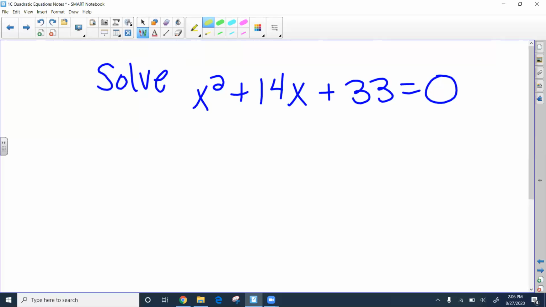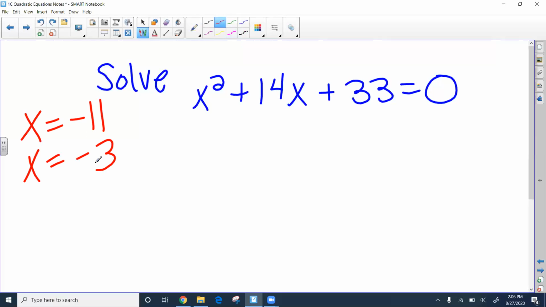So the two solutions, you can write them as x equals -11 and x equals -3. You can also just type the numbers like -11, -3. Just make sure you write them as solutions and don't leave them as factors. So just real quick, if we were factoring this, the numbers that we're looking for multiply to be 33 and add up to 14.